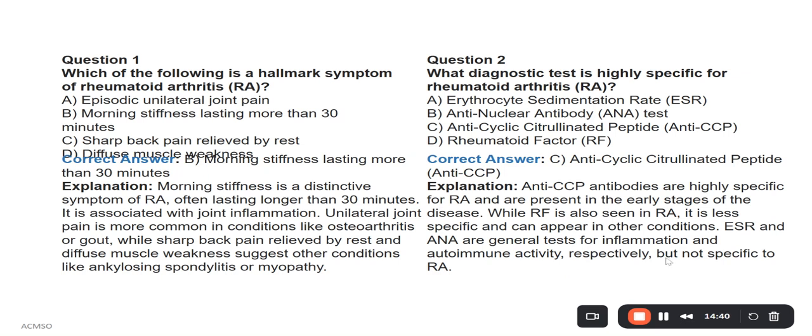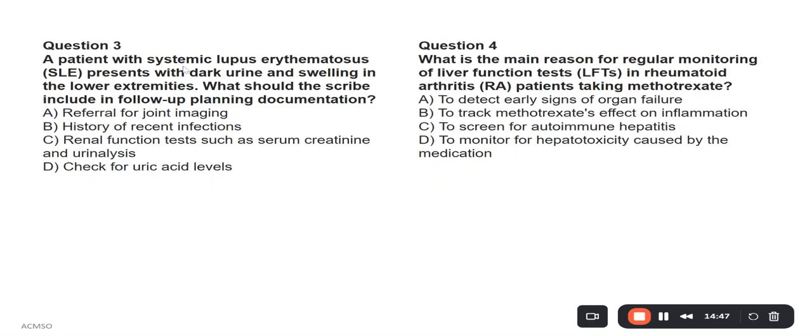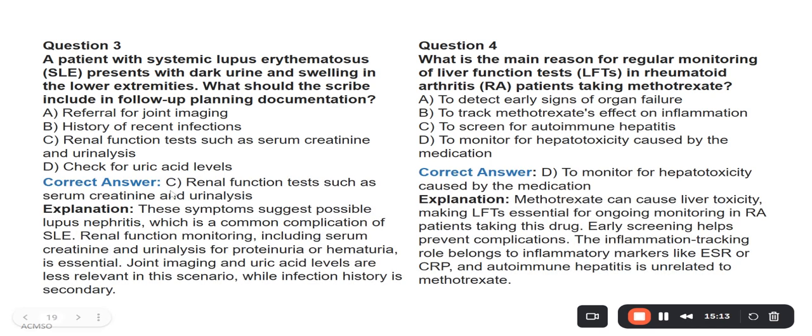Question 4. What is the main reason for regular monitoring of liver function tests, LFTs, in rheumatoid arthritis patients taking methotrexate? As we said earlier in the prior slides of this session, patients on methotrexate will be monitored regularly to check their liver function tests. Why? In order to check for any risk of hepatotoxicity, or liver toxicity.